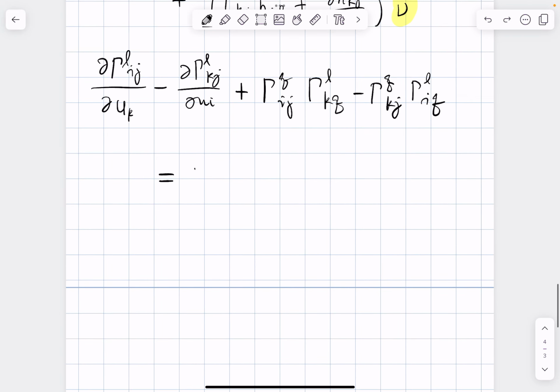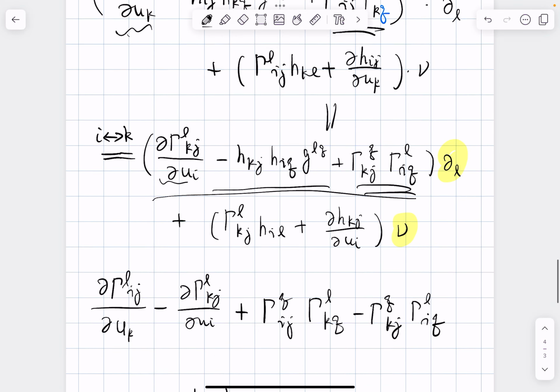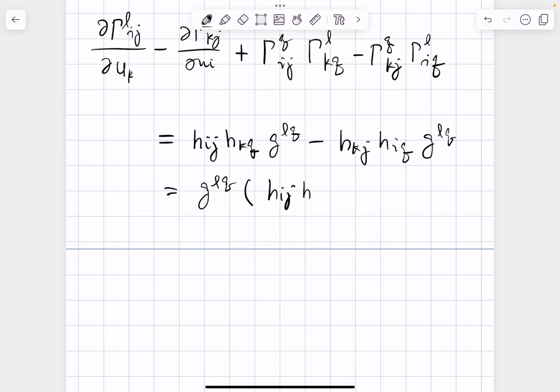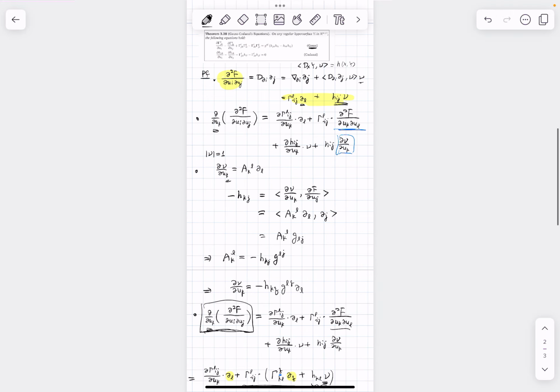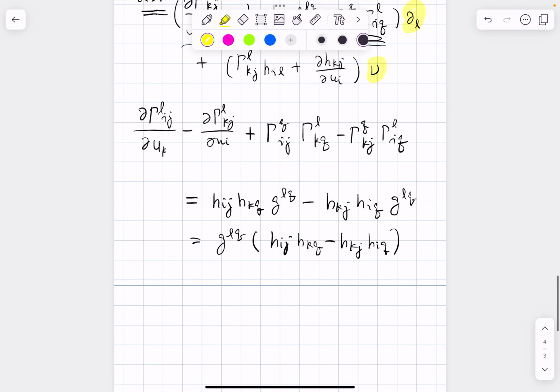H_ij H_kq G_lq minus, well, it's a swap of i and j, i and k actually, so it's H_kj H_iq G_lq. So it's G_lq times H_ij H_kq minus H_kj H_iq. Done. Now you can check. This is actually this one. This is actually the Gauss formula, and we had the Gauss formula here. Very good.